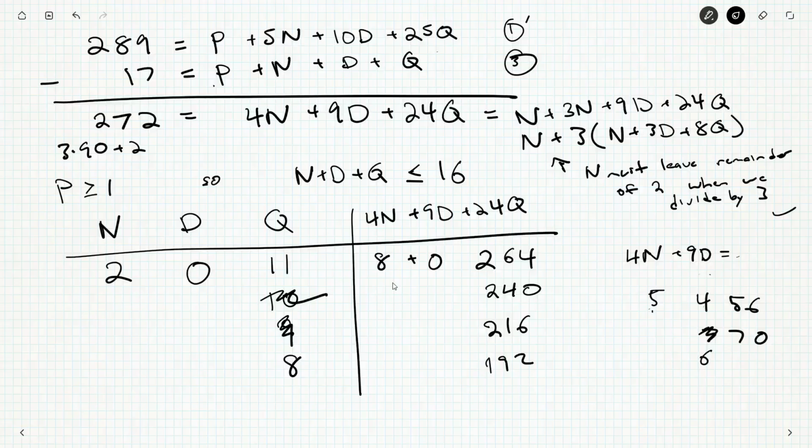How about 6? Well, that'd be 54. And so we'd need 16, so we'd have 4 nickels. Again, that's too much, and it's going to keep being too much.